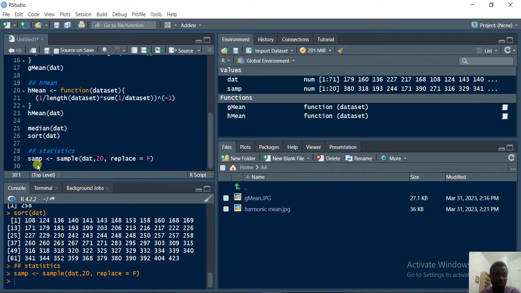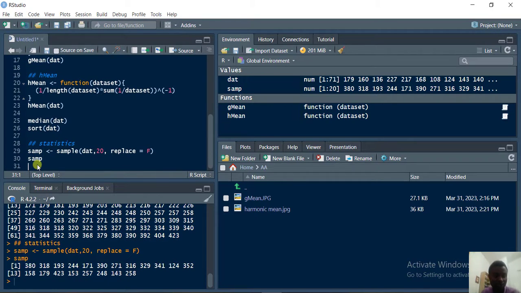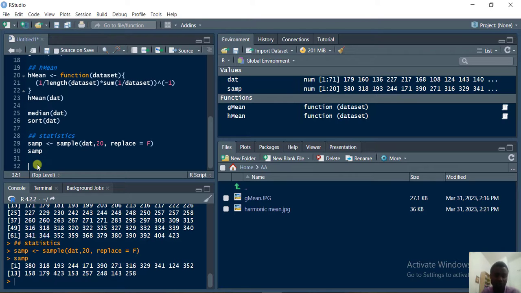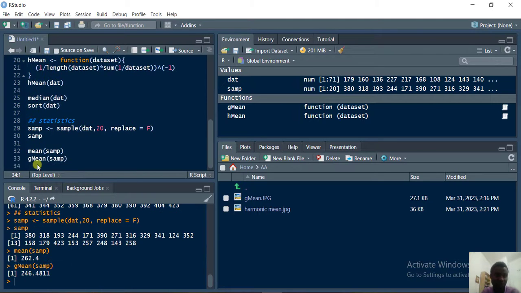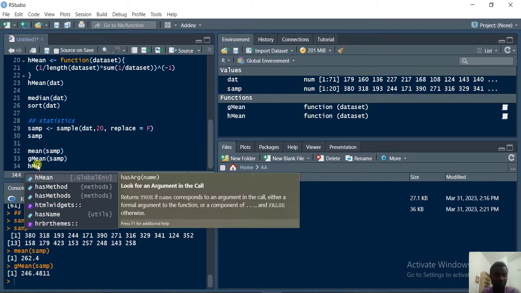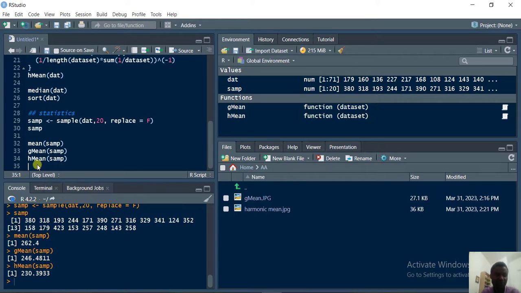When I run this, I can easily check SAMP, and you can see that we have the information about SAMP provided on the console. Whatever you do now on SAMP gives us the statistics. If I say the mean, the arithmetic mean, of SAMP, and I run this, we have 262. If I say the G mean of SAMP, if I run this, we have 246. Now if I say the harmonic mean, H mean of SAMP, we have 230.